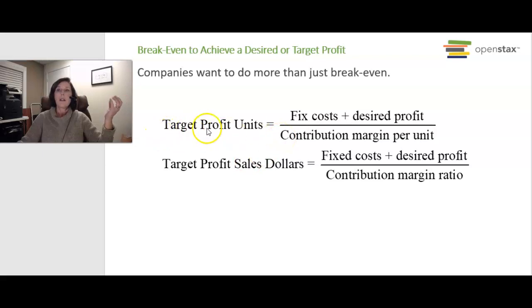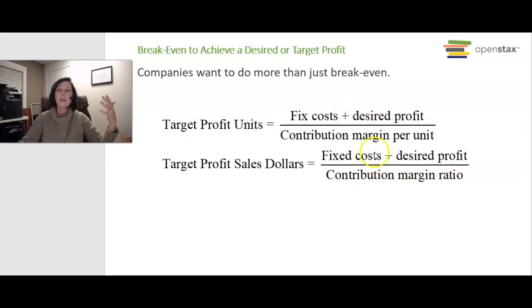So we can calculate target profits in terms of units. We can calculate target profits in terms of sales dollars. And here is the analysis. We take our fixed costs plus our desired profit and divide that by the contribution margin per unit. If we're going to do it in dollars, the numerator is the same. However, the denominator is the contribution margin ratio.